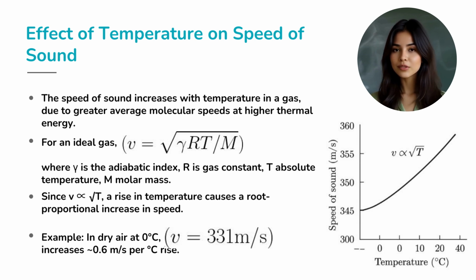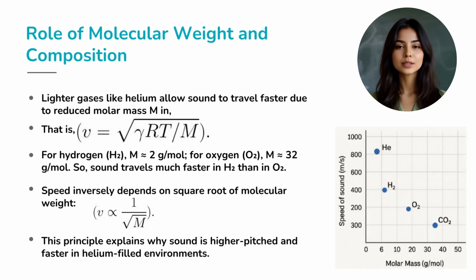Picture a line graph with temperature on the bottom, from cold to hot, and sound speed rising smoothly from that 331 mark upward, curving gently upward like a friendly hill. This explains why your voice travels better when you're cozy and warm, but gets a bit sluggish on chilly mornings. So next time you're sweating in the sun, just remember, those faster molecules are helping your sound get to your friends quicker.